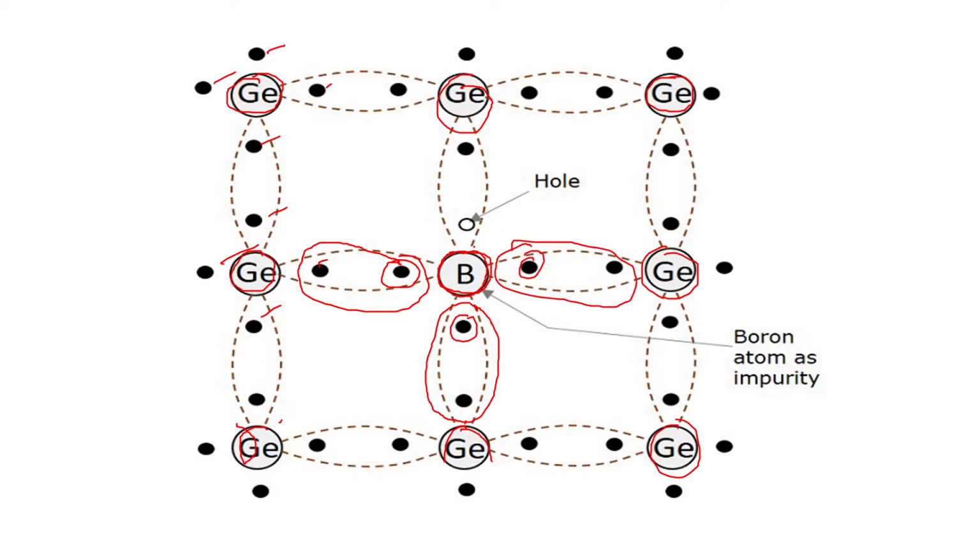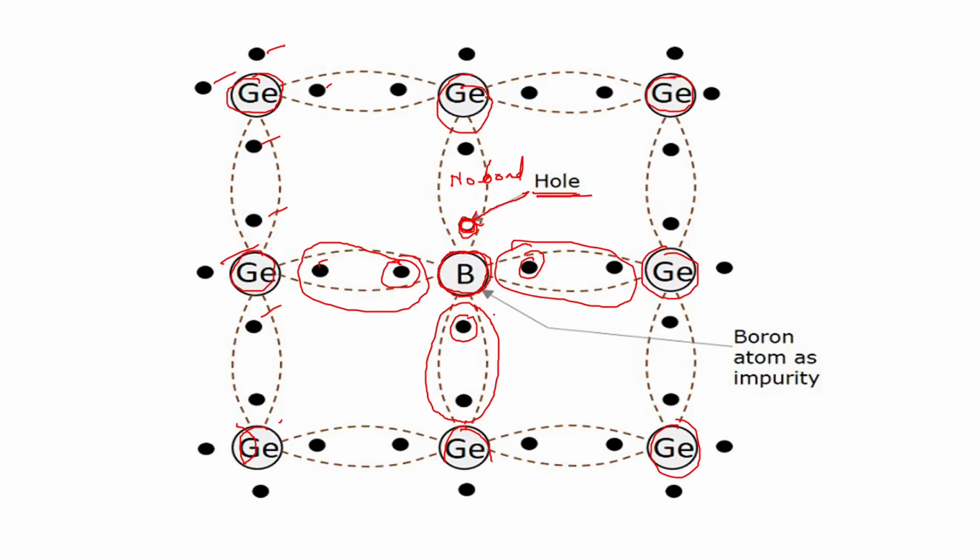But boron has no 4th electron. So here you cannot make a bond, no bond here. So you cannot make the 4th bond. Whereas the germanium is having the 4th valence electron, but the boron impurity which you are adding is trivalent. It is having only 3 valence electrons. So this place will remain empty. And this empty space will be called as hole.